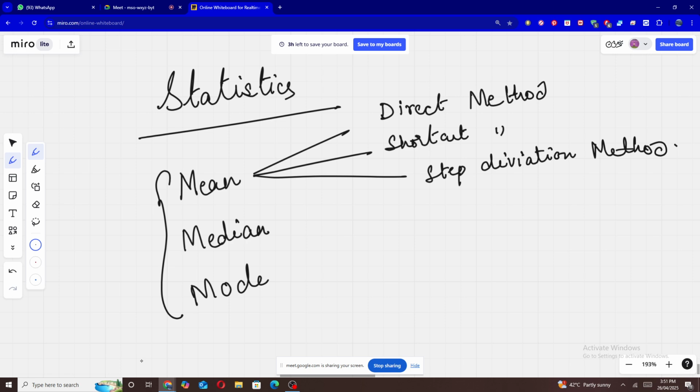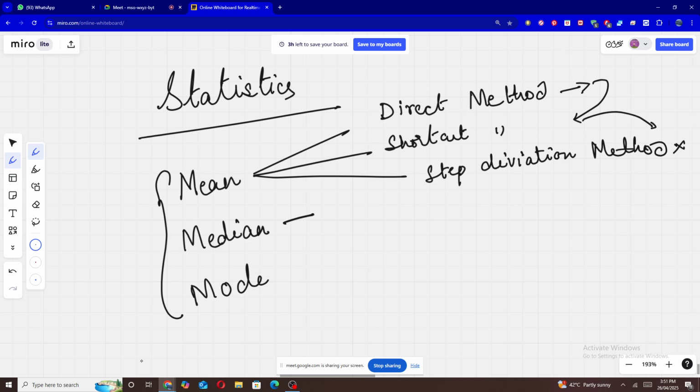They say the step deviation method is deleted, but we will learn all three methods. Direct method is, as the name suggests, direct. But when the numbers become huge, multiplication, addition, subtraction become a challenge. At that time, to make the numbers a little smaller, we go to the shortcut method. From here, to make it even smaller, we go to the step deviation method. So these are the three methods for mean.